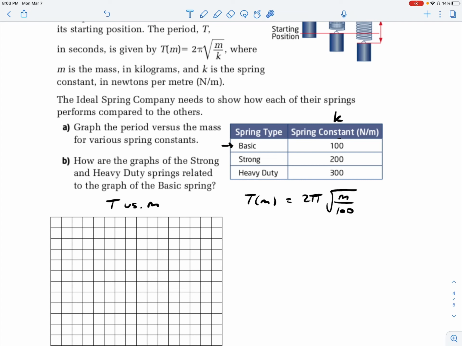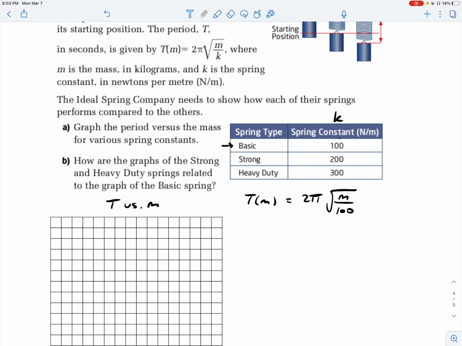Now we can see that T depends on M. I can also see in this equation that as mass gets bigger, this expression is going to get bigger too, meaning the period's actually going to get longer. So as M goes up, T is going to go up too.